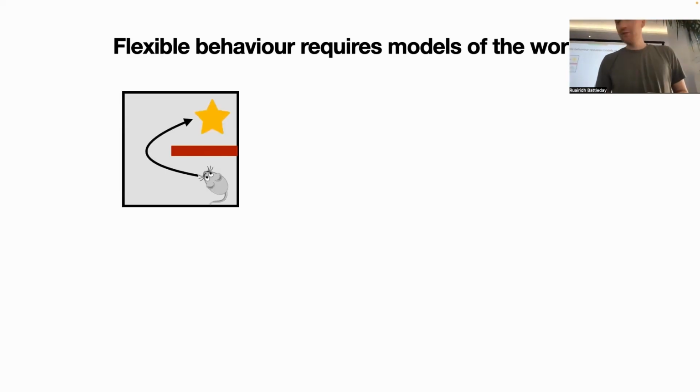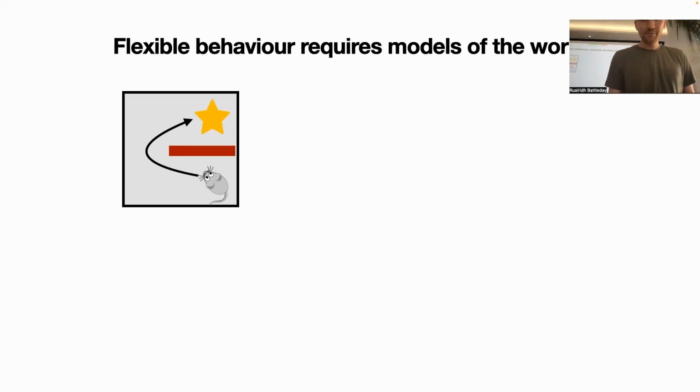So the first thing I'm going to try to convince you of is that flexible behavior requires models of the world. You won't need much convincing, but I'll do it anyway. So here is, unfortunately, you can't see my mouse, which is a bit of a pain, but I'll do lots of pointing. So here is a mouse, and it's been trained to run around this barrier to receive this reward. And it can do that. You can train it. It can just run around over and over and over again, and it will get some reward.